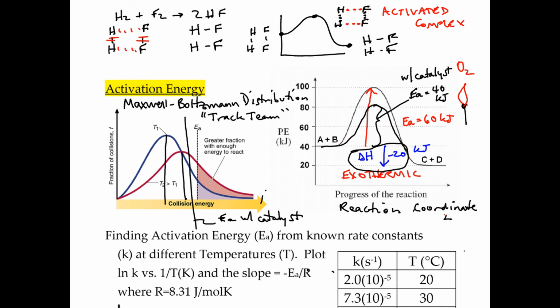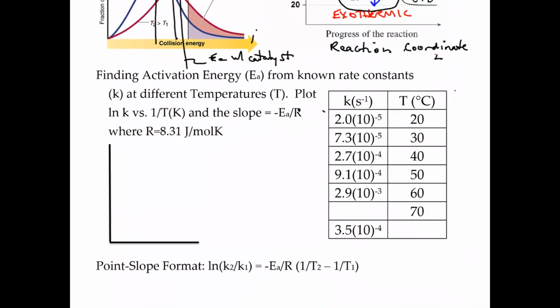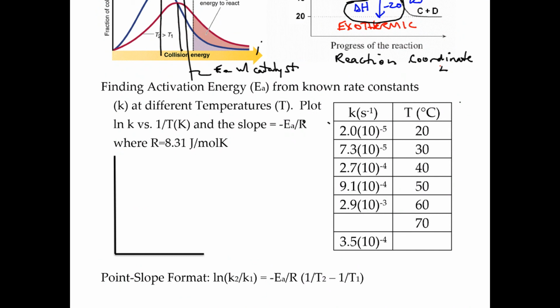Okay? Next, we're going to move on to talk about how to find the activation energy for a reaction if you know the rate constants at different temperatures. So we're going to move into this example right here. We're going to use our graphing calculator to do this, and I'm going to do this in another video so it's not too long.